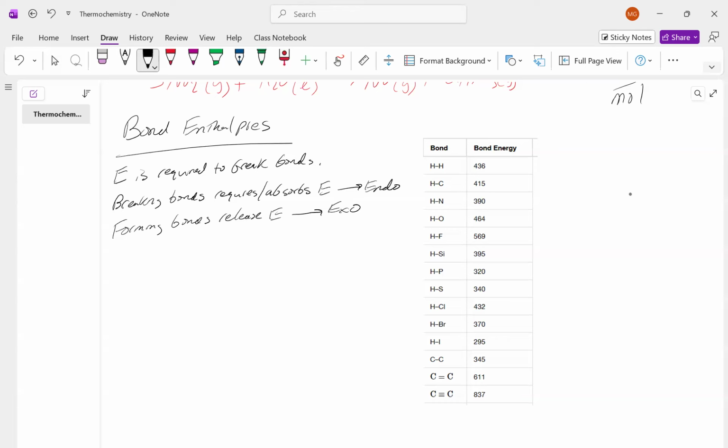And the way we use Hess's law is, again, here's this word. We're going to pretend that you are breaking and forming all the bonds in a reaction. In reality, this isn't true. We don't break every single bond apart, and we don't form every single bond, usually only a certain number of them.